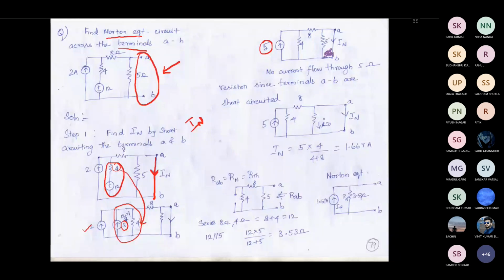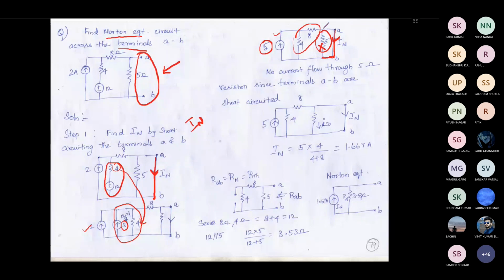Okay, so now through this 5 ohm resistor, no current will flow because the parallel element is short circuited, so no current will flow. So the rest of the circuit is this only, and the current source. Then obviously you can apply the current division formula here.